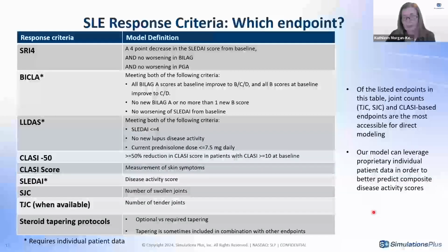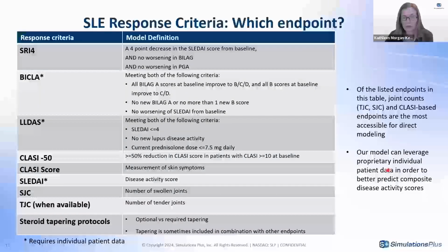The SLE field struggles with finding meaningful, achievable clinical endpoints. As a result, there are often new scores and endpoints being proposed. This table highlights scores that have been commonly vetted to be reproducible and used in clinical trials. Of the listed clinical endpoints in this table, joint counts like tender and swollen joint counts, as well as CLASI-based endpoints, are the most directly accessible for including in our model.